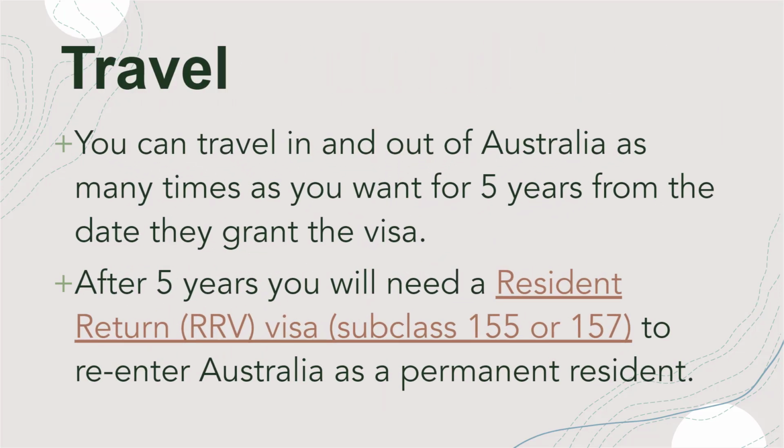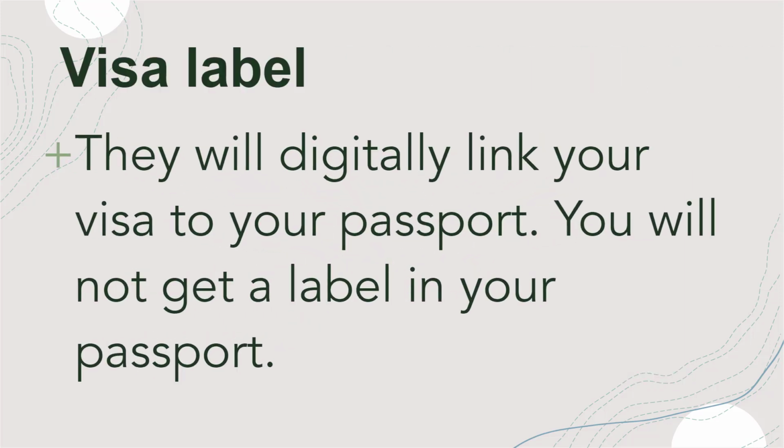You can travel in and out of Australia as many times as you want for 5 years from the date they grant the visa. After 5 years you will need a resident return (RRV) visa, subclass 155 or 157, to re-enter Australia as a permanent resident. They will digitally link your visa to your passport. You will not get a label in your passport.